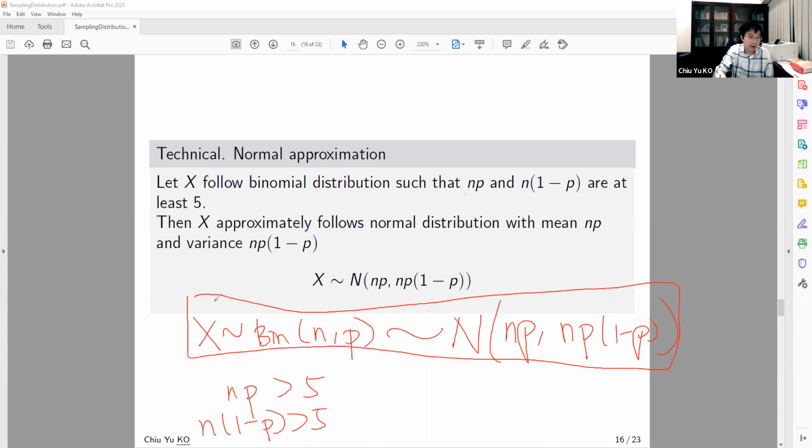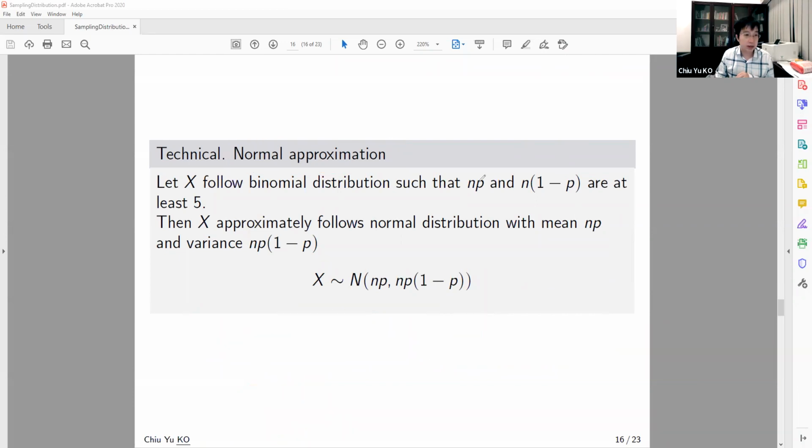What it means is that the binomial is sometimes complicated, but you can use the normal to do the approximation. This is called the normal approximation of the binomial. But I think this is too technical for our purpose, so don't feel bad if you don't follow, because I just cut it out from our syllabus. I don't think that is super important.